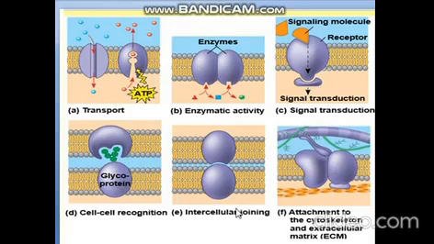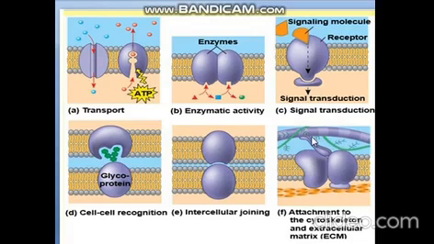And then intercellular joining. Sometimes cells need to make tissues, and they have to perform functions together, so they will perform the same functions as a group. So intercellular joining will be important in that part. Then attachment to the cytoskeleton and extracellular matrix. The cell membrane also performs these functions.